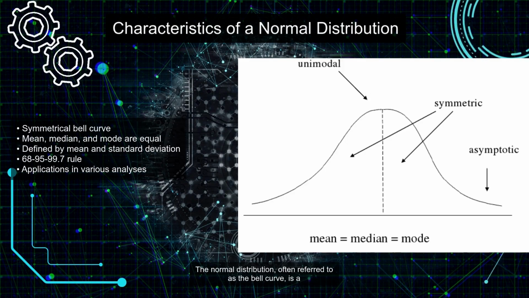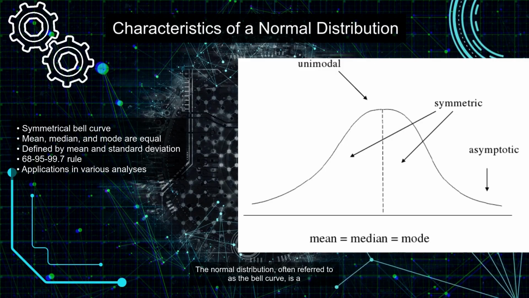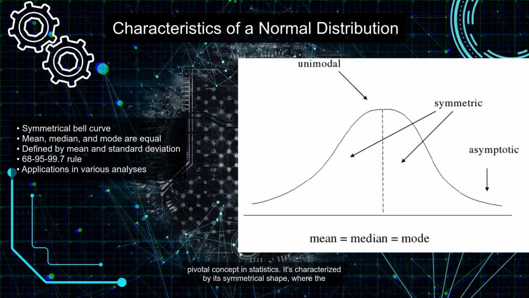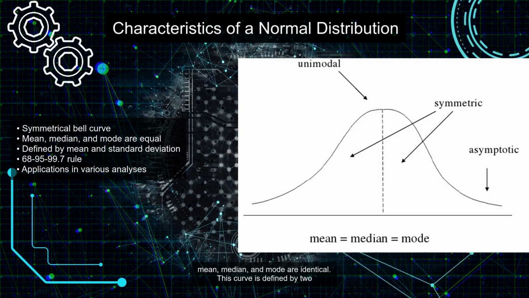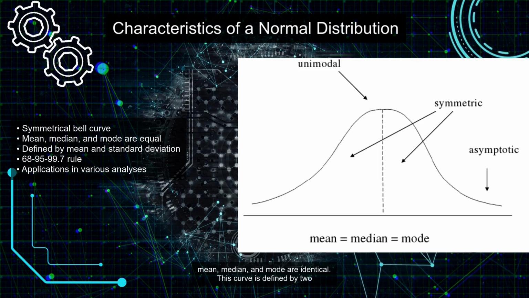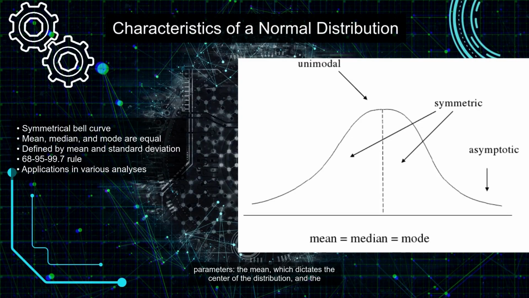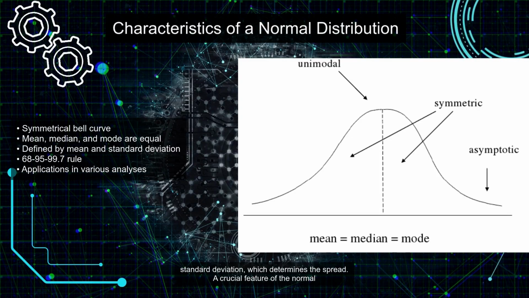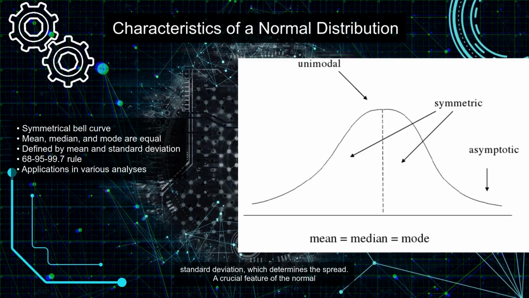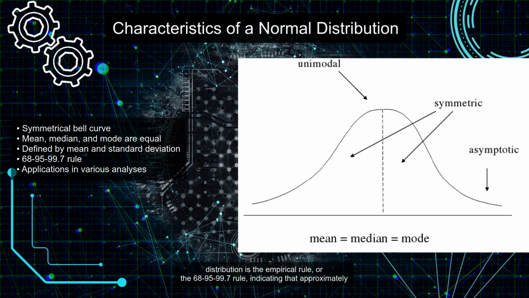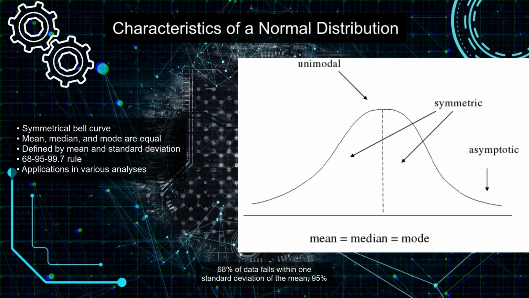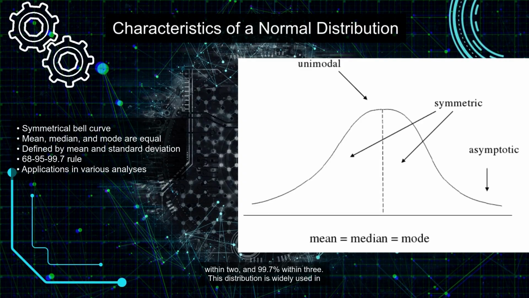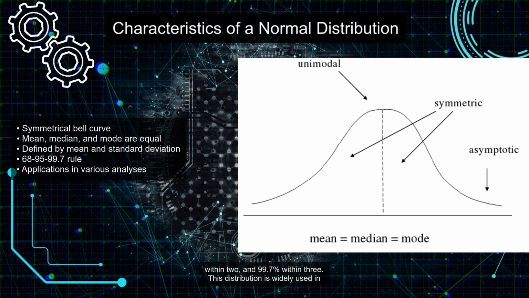The normal distribution, often referred to as the bell curve, is a pivotal concept in statistics. It's characterized by its symmetrical shape, where the mean, median, and mode are identical. This curve is defined by two parameters, the mean, which dictates the center of the distribution, and the standard deviation, which determines the spread. A crucial feature of the normal distribution is the empirical rule, or the 68-95-99.7 rule, indicating that approximately 68% of data falls within one standard deviation of the mean, 95% within two, and 99.7% within three.